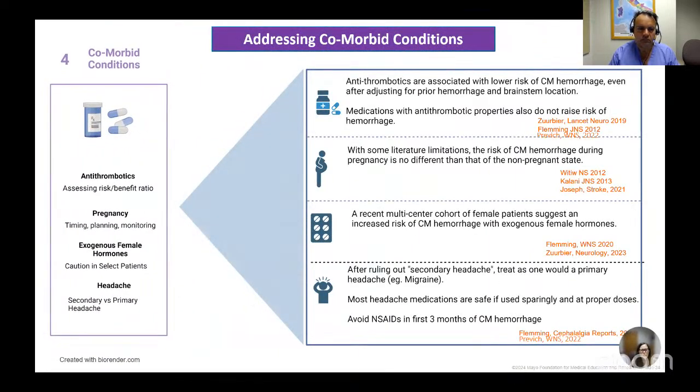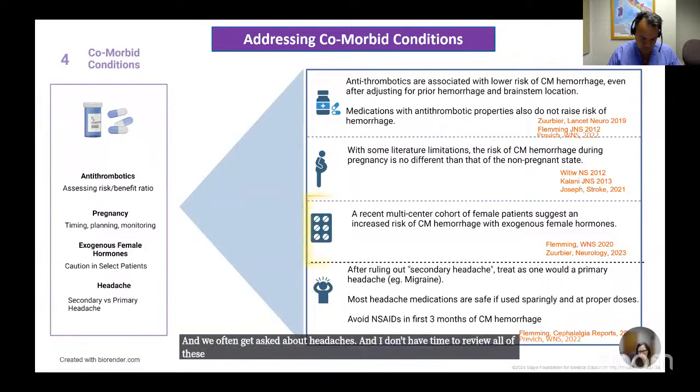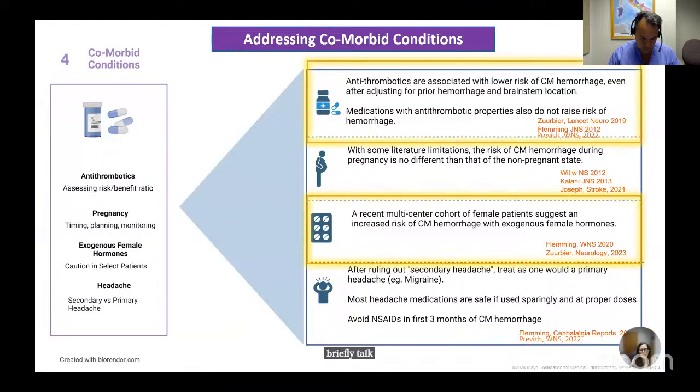Specifically, patients will commonly ask us about using aspirin or NSAIDs or blood thinners. We get asked about pregnancy not infrequently. We get asked about what medications could be deleterious. And we often get asked about headaches. I don't have time to review all of these things with you, and so I'm going to briefly talk a little bit about the antithrombotic data and the female hormone data that might impact your patients.